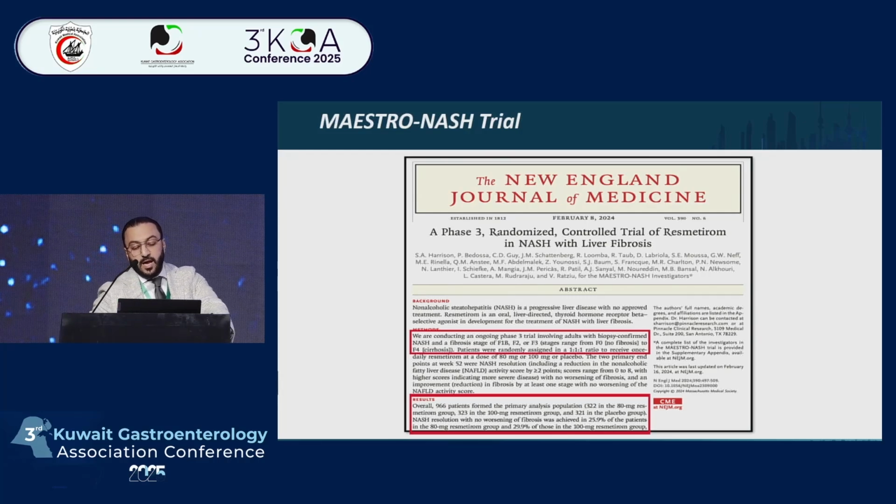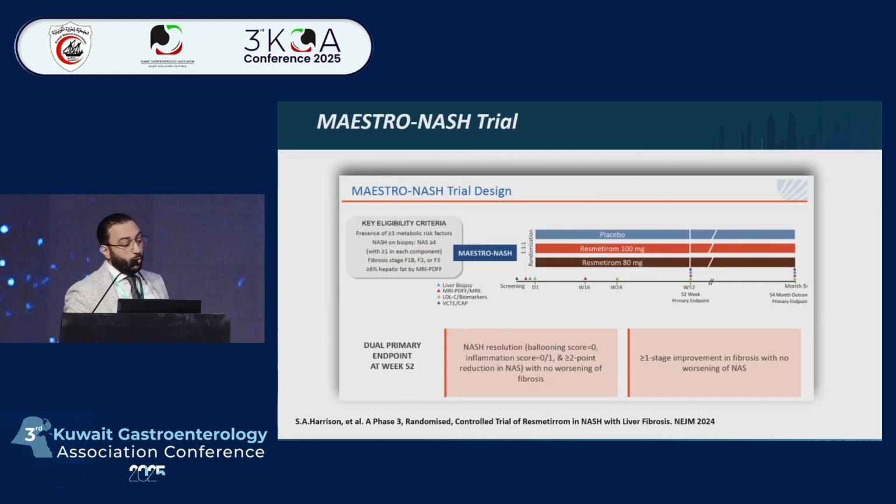The study recruited almost 1,000 patients. They divided the patients into 3 arms: 100 milligram, 80 milligram, and placebo. The primary endpoint was NASH resolution without worsening of fibrosis. The secondary endpoint was improvement of fibrosis by 1 stage or more without worsening of NASH.